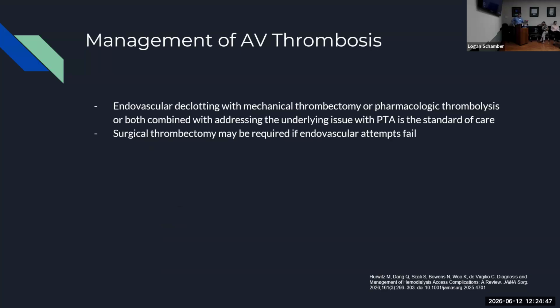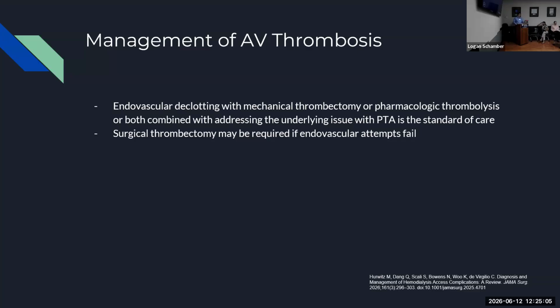And then again, with regards to management, endovascular is typically first line. And so, get IR involved for mechanical thrombectomy or pharmacologic thrombolysis. And then again, surgical thrombectomy is required if these endovascular attempts fail.